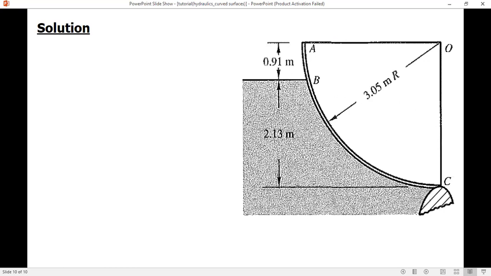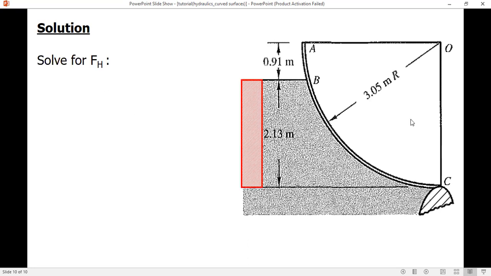Now, since this is a curved surface, we have to compute for the horizontal component and the vertical component. So, for the horizontal component, we just get the vertical projection. So, this one. So, just get the vertical distance from B to C, that portion only which is in contact with water, or the liquid. So, the vertical distance from B to C is 2.13.